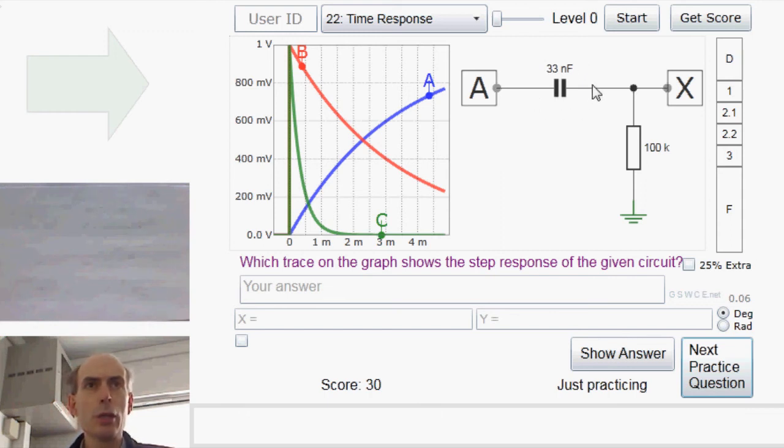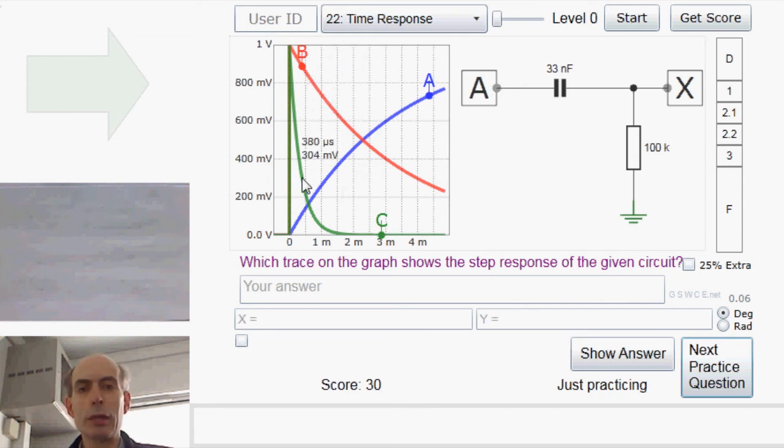So at time t equals 0, we would expect X to shoot up to 1 volt, and then to gradually decrease down to ground as the charge on this plate of the capacitor slowly leaks away through this resistor to ground. So we'd expect the curve to have a shape like B or C. It would shoot up to 1 volt and then gradually come down. Is it B or C?